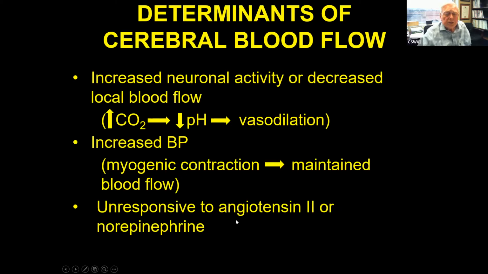Unlike other organs in the body, the brain is entirely unresponsive to angiotensin and norepinephrine. And in the laboratory, if we infuse angiotensin 2 in a high dose, or norepinephrine, directly into the carotid artery, the blood flow to the brain does not go down at all. And the same has been done in human subjects, incidentally. So these are the factors that determine cerebral blood flow.